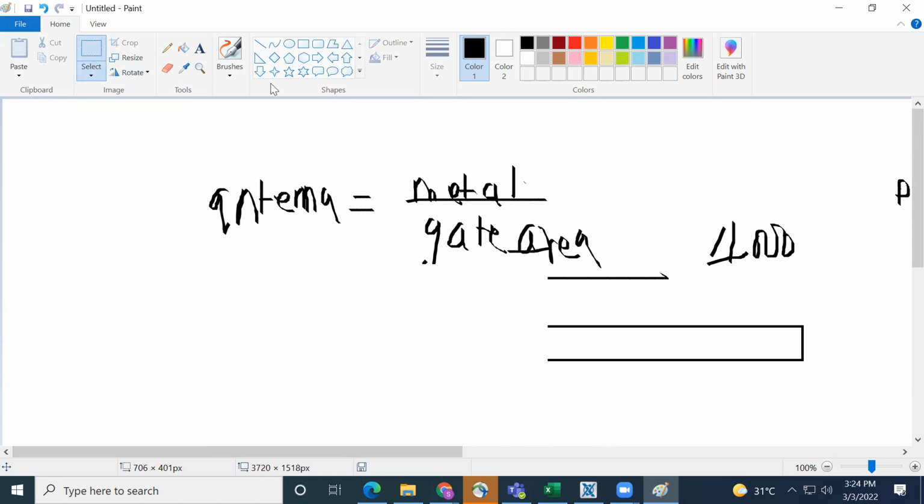Area means length into width, so you have to calculate length and width, and reduce it. You can do it like this also. This is the antenna effect. How to reduce this? This is the first point. If there is a condition where you are not able to reduce this metal area, understand, I am repeating, the antenna ratio.